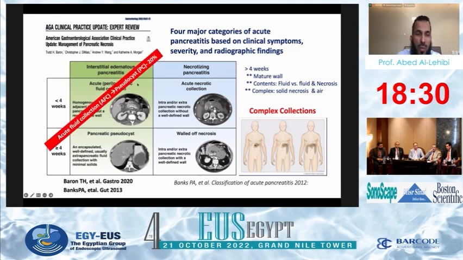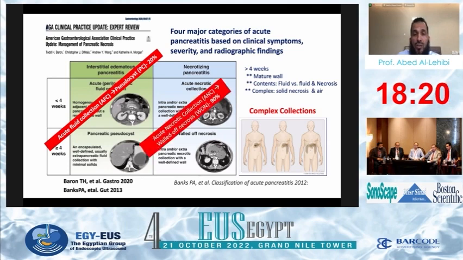In the follow-up of edematous pancreatitis, most of the fluid will resolve, and 20% will end up as pseudocyst. On the other hand, as you see, in necrotizing pancreatitis, most of the acute necrotic collections will end up as walled-off necrosis. So you need to be concerned about necrotizing pancreatitis.